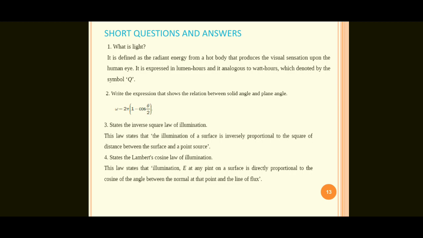So what is light? It is defined as the radiant energy from a hot body that produces the visual sensation upon the human eye. It is expressed in lumen hours and is analogous to watt hours, which is denoted by the symbol Q.